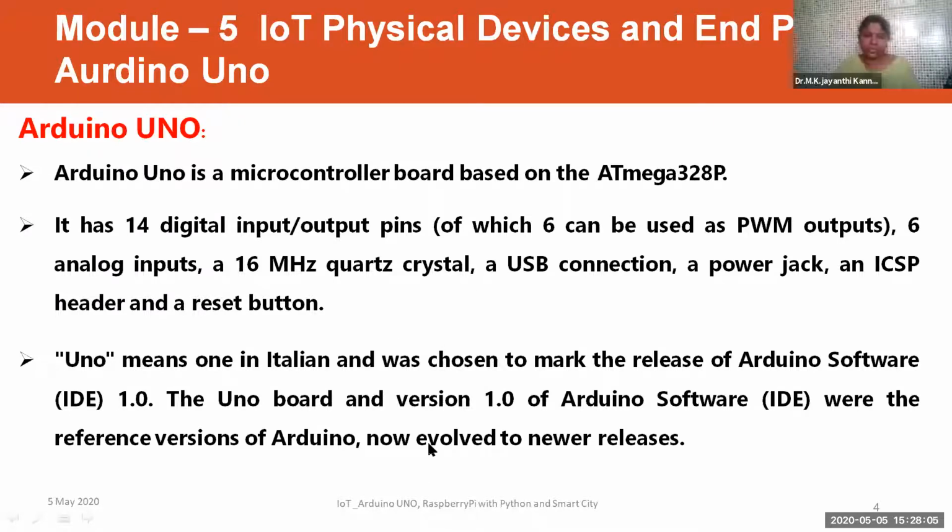Here UNO means one in Italian, and was chosen to mark the release of the Arduino software IDE. While releasing the interactive development environment for Arduino, they used the name UNO. UNO means number 1, version 1 in Italian. So it means Arduino 1.0. The UNO board and version 1.0 of the Arduino software IDE were the reference versions of Arduino, which have now evolved to newer releases. Initially they released the Arduino UNO 1.0 version, and now we have advanced versions of Arduino.